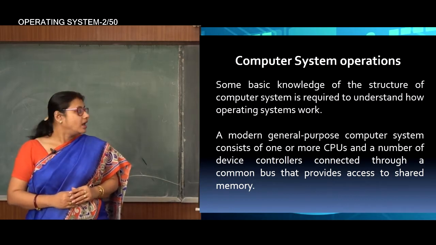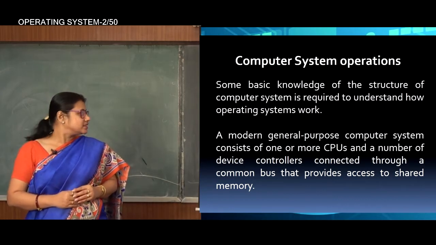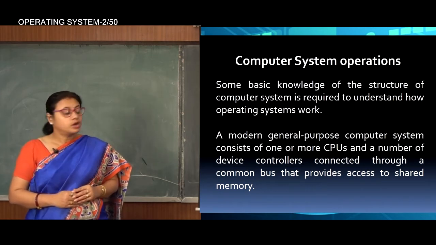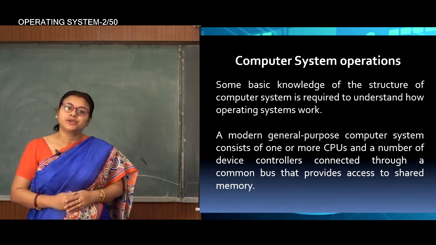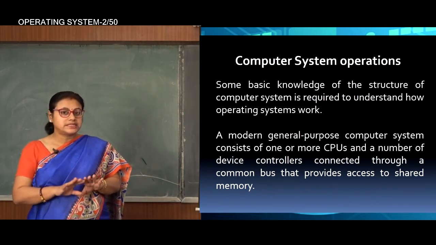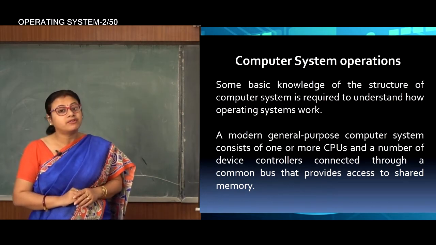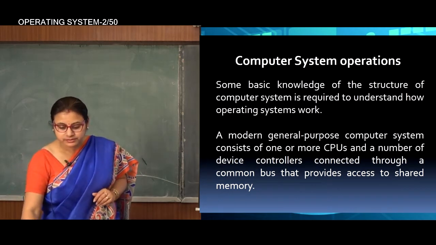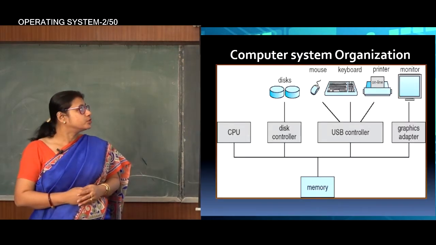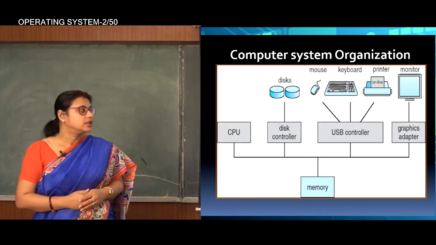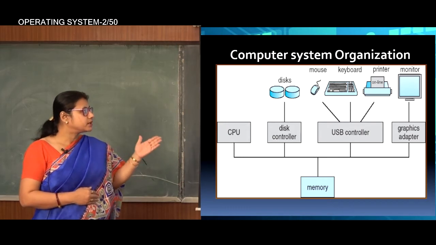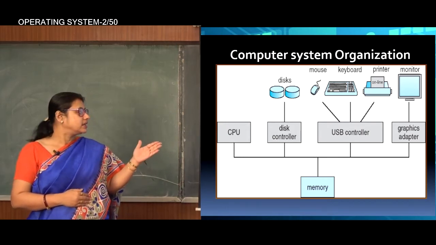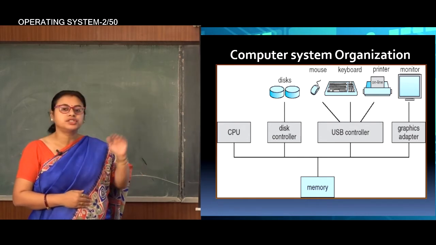Now, in general, a modern general purpose computer system consists of one or more CPUs and a number of device controllers connected through a common bus that provides access to the shared memory. Don't worry, before going to the detailed discussion about this definition, I want to show you one picture. This is the picture. This shows the computer system organization. Here you can see CPU is there, disk controllers are there, USB controllers are there, graphics adapters are there, and all of them are connected to the shared memory.